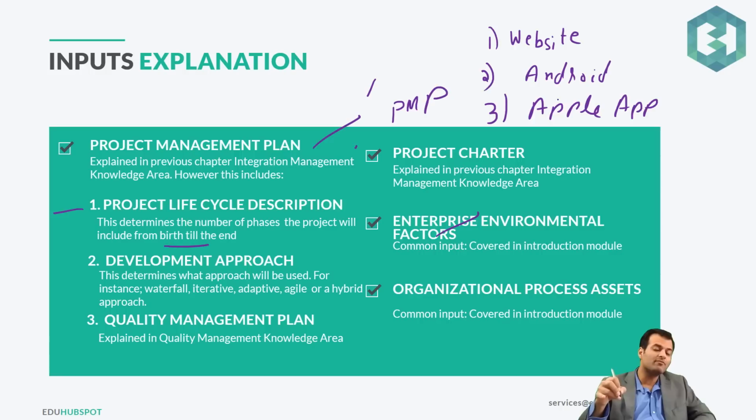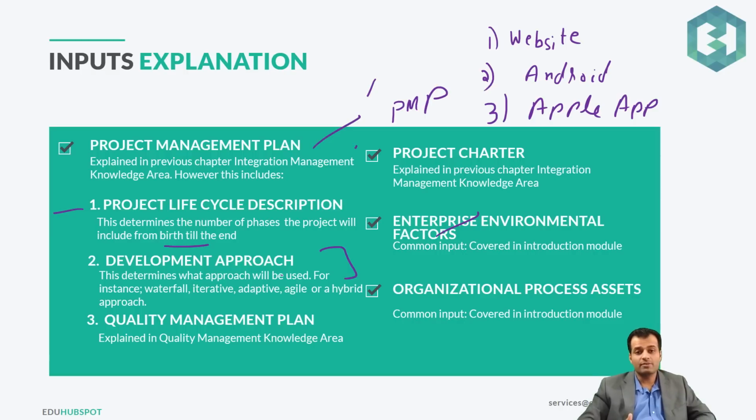But when I have to plan for the scope, because each of these divisions, the website, the Android, as well as the Apple, has similar scope, but a little bit different because of the implementation strategy. So the project lifecycle description is all about how many phases it will have. And then, phase 4 was actually the maintenance phase, which we have been doing for years now. Then next we have the development approach. This determines what approach will be used. For instance, waterfall, iterative, adaptive, agile, or a hybrid approach.